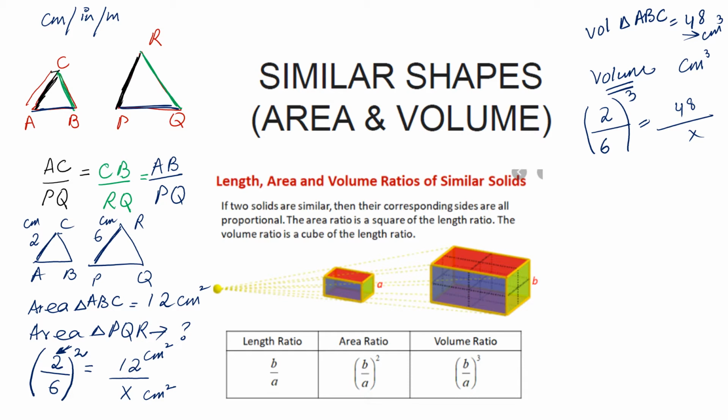So let's check the formulas again. If you want to find the length ratio, then you write the lengths as they are. Take the ratio of the lengths. If you want to find the area ratio, you have to square the lengths. And for finding the volume ratio, you will take the cube of the lengths.